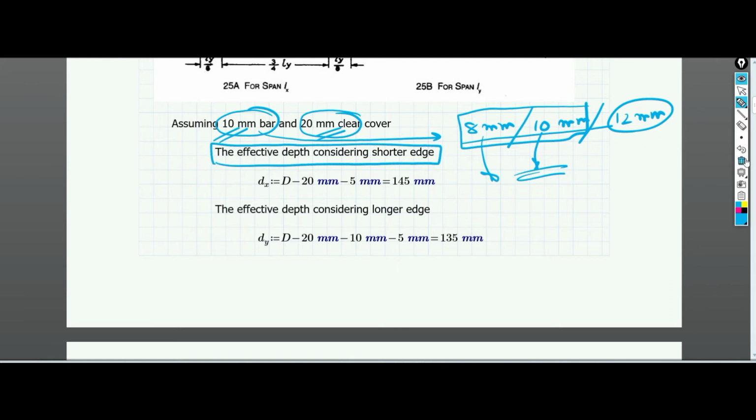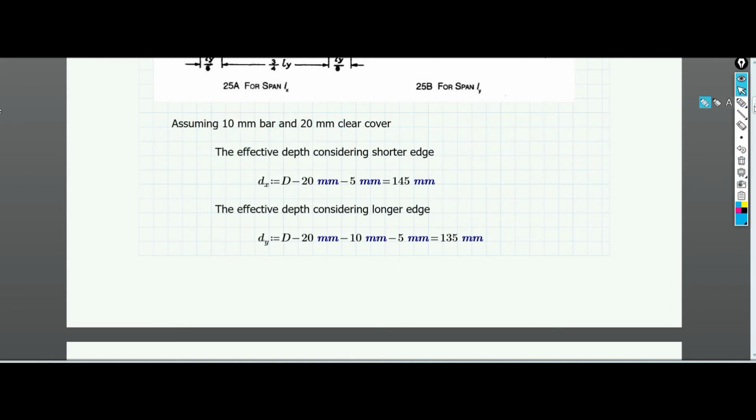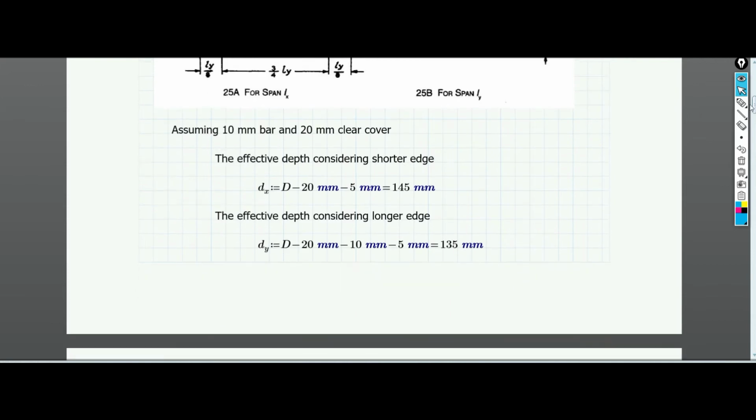Now look at this. We have how basically the reinforcements are provided. So let's see a cross section of a slab. We have some reinforcements like this, as well as some reinforcement along this direction as well.